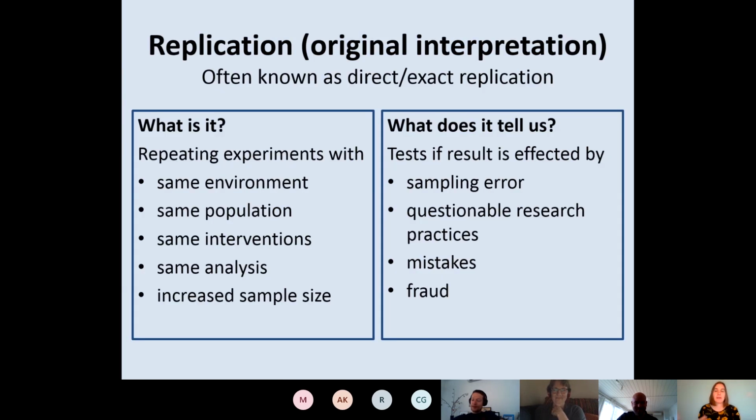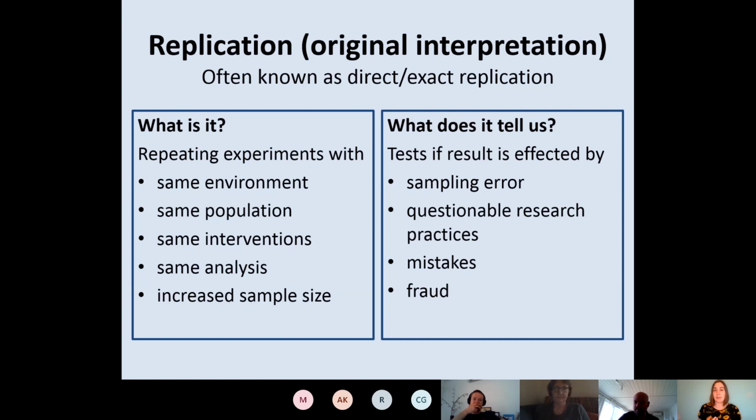So I'm going to talk a bit about replication and how I understand it as fitting in with the way we do research in ecology. So when you're thinking about replication, you might be imagining this definition, which I'm going to call the original interpretation, often known as direct or exact replication. Essentially, it's repeating the same study.